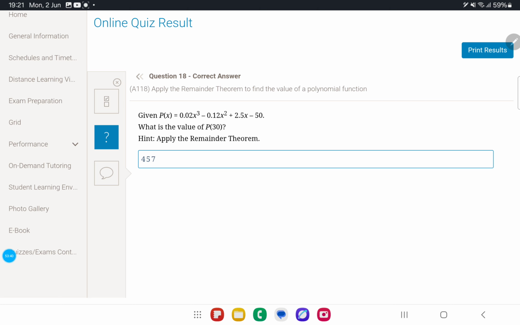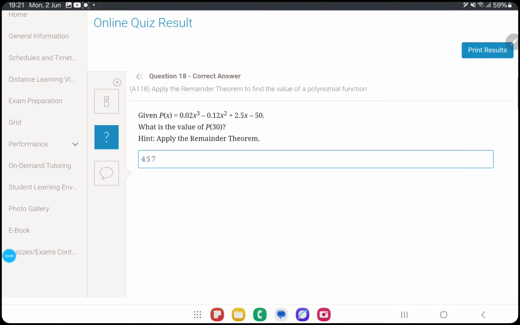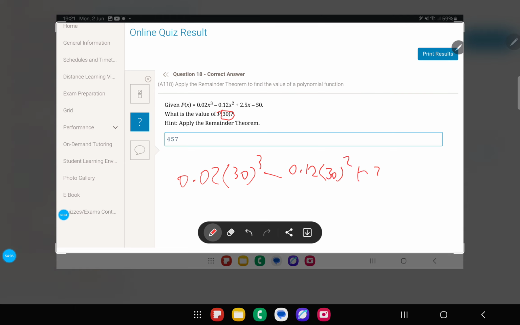Now the last question. It's really easy. We're going to use the remainder theorem. Oh, look, they're so kind. They gave us the number already that we can substitute in. So we just do the job and substitute it. 0.02 times 30 cubed minus 0.12 times 30 squared plus 2.5 times 30 minus 50.